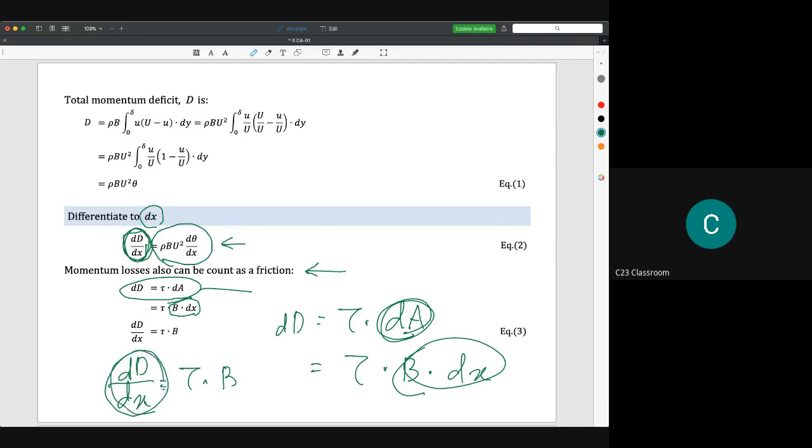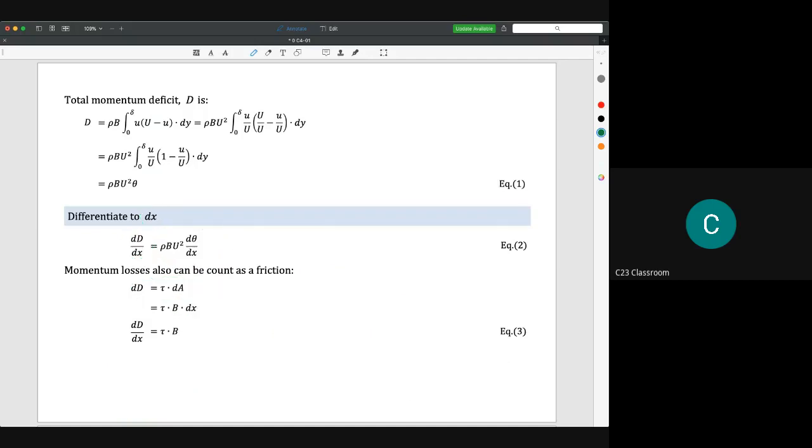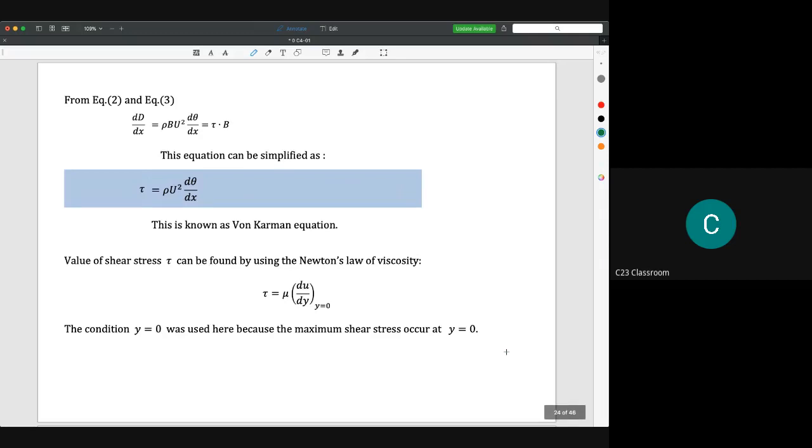Because we have the dD/dx over here, and we have two terms, we equalize these two equations, equation 2 and equation 3. We could say that rho b U squared d theta/dx equals tau times b, and then we could cancel the value of b. So finally, we could write tau is equal to rho U squared d theta/dx.